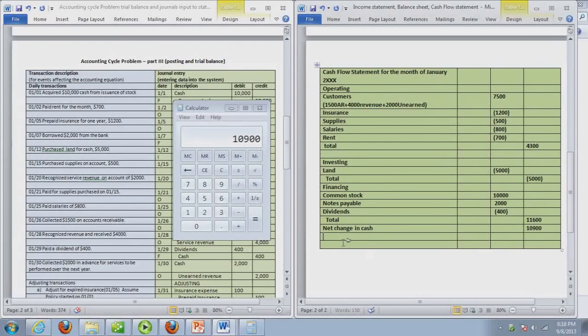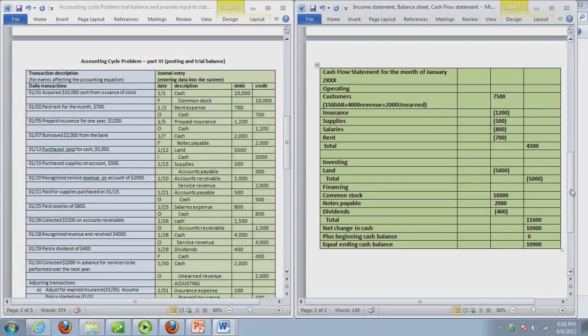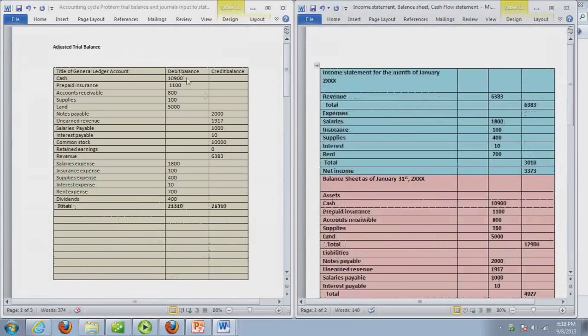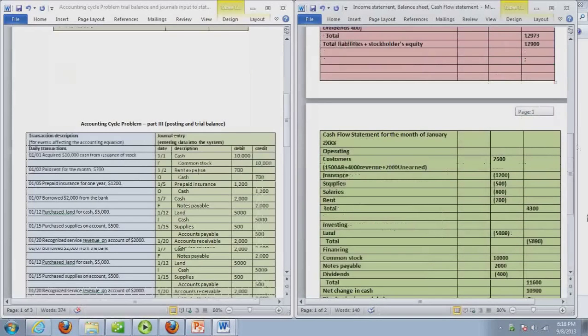So at the very end of this, to double check our work, we're going to say plus beginning cash balance. Okay, which because we're brand new is a 0 balance. So if we add the beginning balance to the net change in cash, it should equal the ending cash balance. If I add those two together, that gives me 10,900. And if we go back to the trial balance, of course, you'll see that cash is 10,900. Now, if there were something other than a 0 beginning balance, we'd have to compare the balances to get that total. So that looks good.